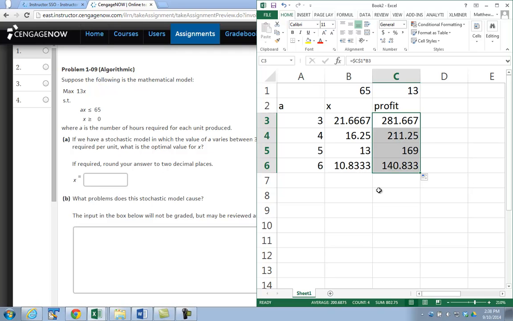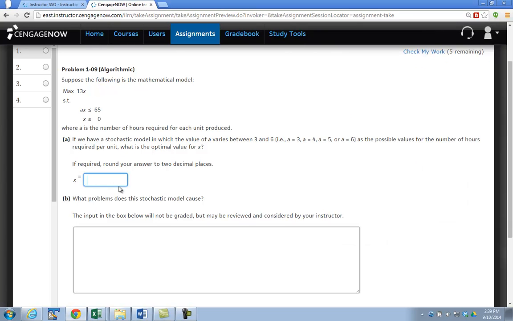So the question is what maximizes profit. We see the maximum profit will occur when A is at its smallest. A is the cost, so that should make sense to us. When the cost is at its lowest possible point, we will make more profit. So when we do that, we see that x is 21 2/3. So in theory, my x here should be 21.67.